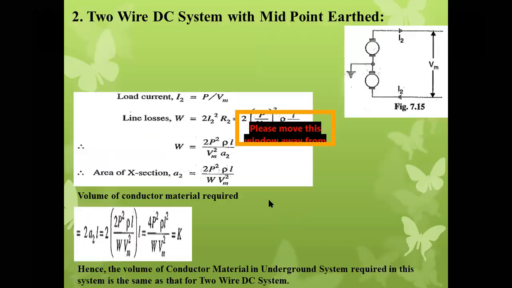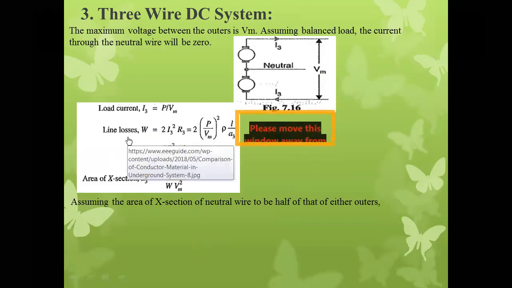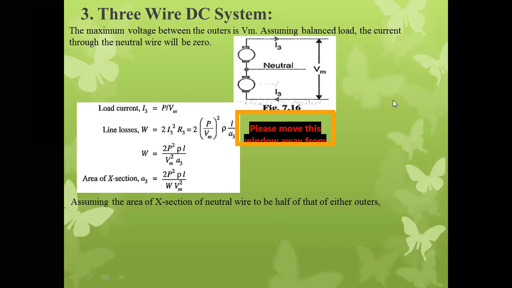Next case, 2-wire DC system with midpoint earthed, same as that of the overhead system. The volume of conductor required K, for the 3-wire DC system, has the same formulas as the overhead system. In the 3-wire DC system, the maximum voltage between the outer conductors is Vm. Assuming a balanced load, the current through the neutral wire will be 0.